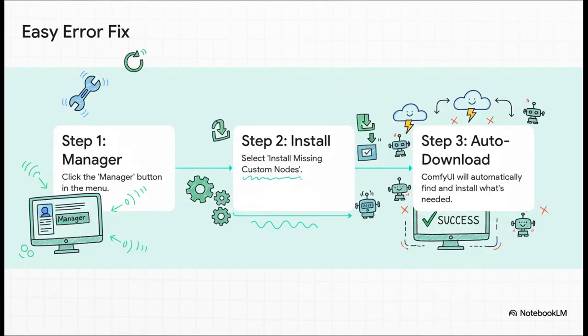Seriously, don't panic. All you do is find the Manager button on the side. Click it, then click Install Missing Custom Nodes. ComfyUI literally does all the work for you. It scans the workflow, sees what's missing, and just goes and gets it. A few moments later, boom, problem solved.